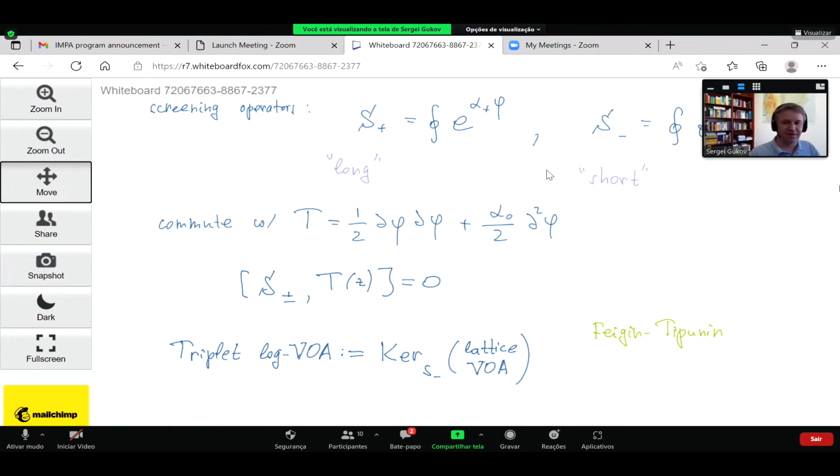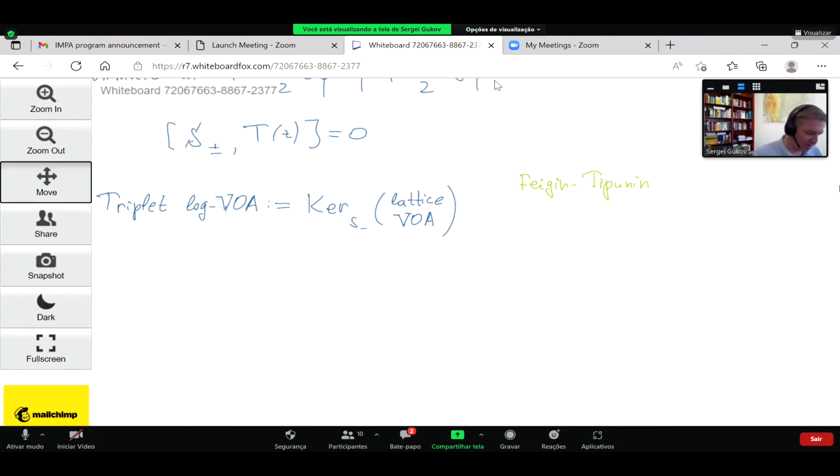And it can be generalized in many different ways. For instance, if you have some general lattice VOA associated to some lattice Lambda, then you can consider kernels of various screening operators. Let me call them S_i, and we consider the intersection of all of those over i, and then we declare that this is going to be our new algebra.